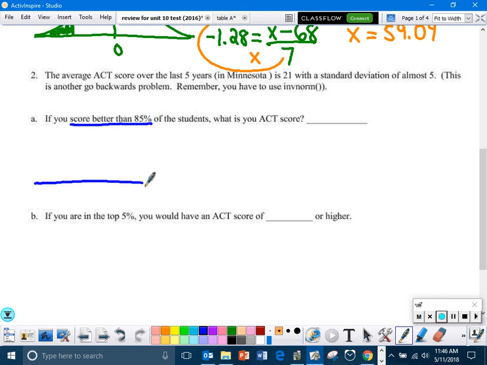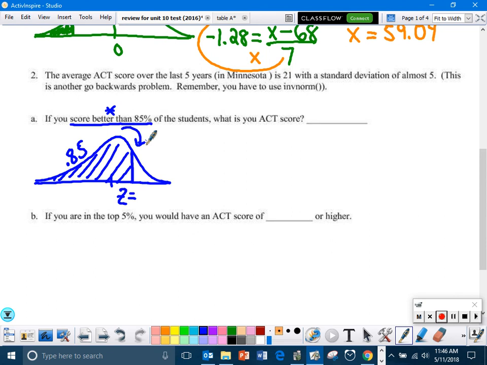All right, so let's visualize that with the picture. You scored better than 85%. Well, that's most of it. So I'm going to look for this z-score right there. 85%, or 0.85, is most of the graph. You scored better than, so you're on this side. Better than will be on the right side.